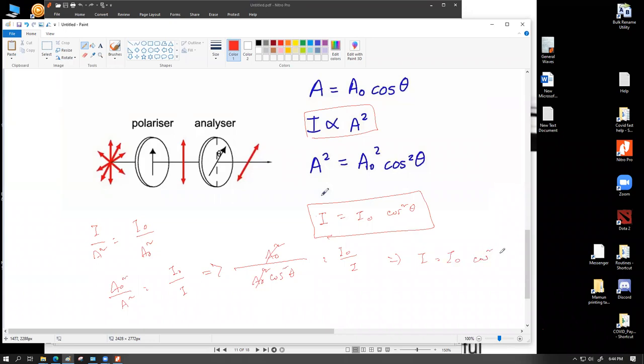So what is important is that the amplitude would be controlled by only the cosine ratio, whereas the intensity after the second polarizer is I, and this is I naught, and for the amplitude A is the final amplitude. So the intensity would depend on a cos squared ratio by Malus's law, whereas the amplitude would depend on only the cosine ratio. That's the difference.